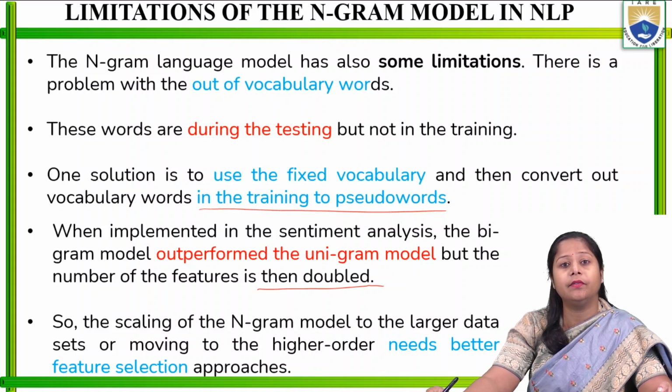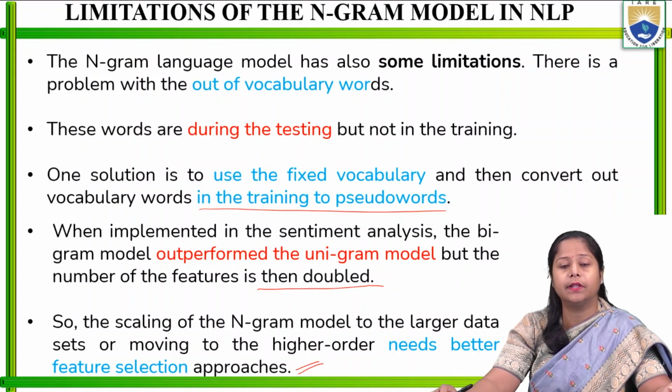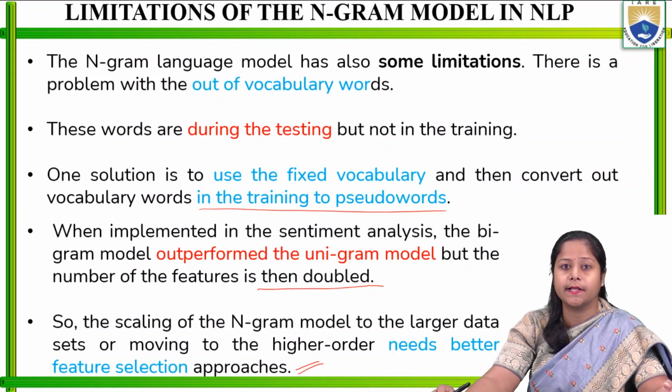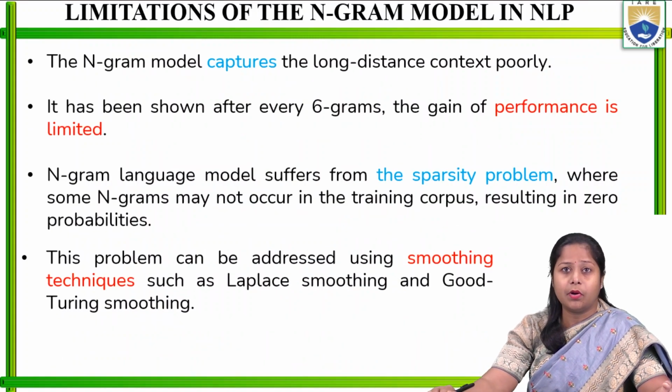The scaling of these n-gram language models to larger data sets and moving to higher order needs better feature scaling and feature selection approaches. So to fix these types of problems, we can use this feature selection process to get rid of the problem that is going to occur in sentiment analysis. That can be the solution for that. The n-gram model is going to capture long distance context poorly.